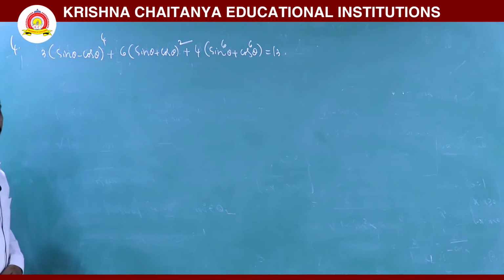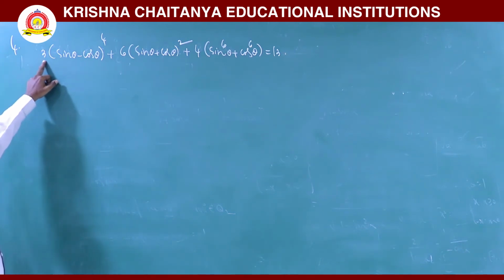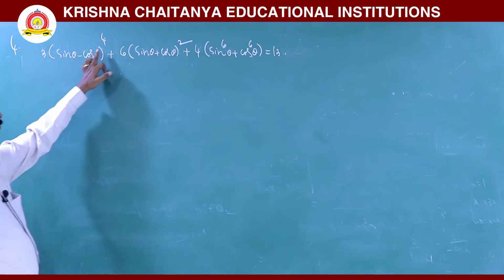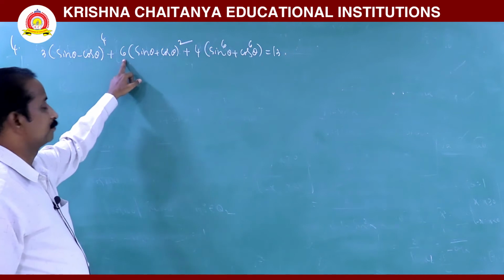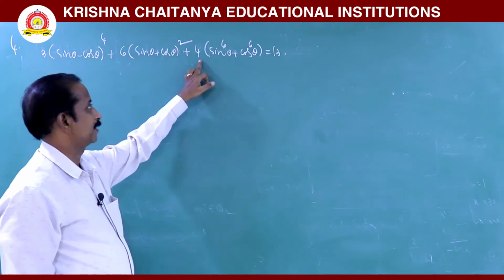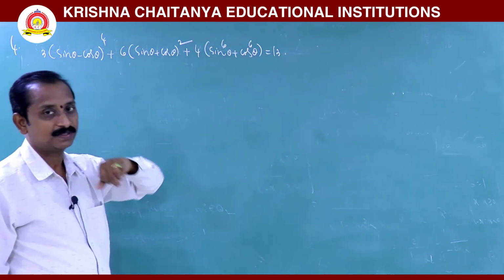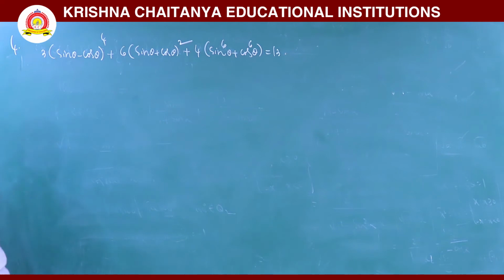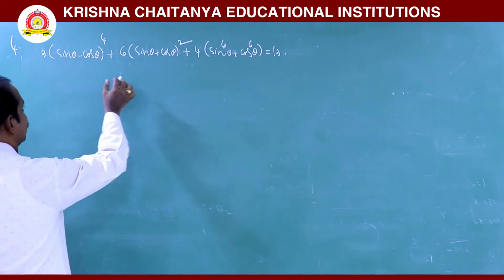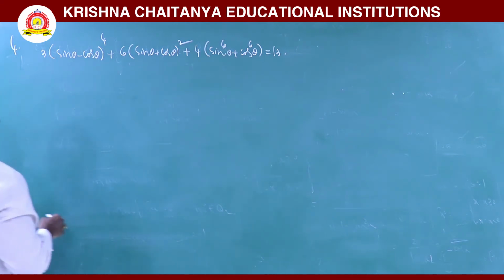Another question. The problem is to prove that 3 times (sin theta minus cos theta) whole power 4, plus 6 times (sin theta plus cos theta) whole square, plus 4 times (sin power 6 theta plus cos power 6 theta), is equal to 13. How to get the solution of the problem? Now we can consider each term of the LHS and simplify.